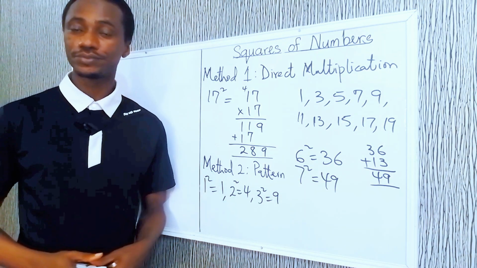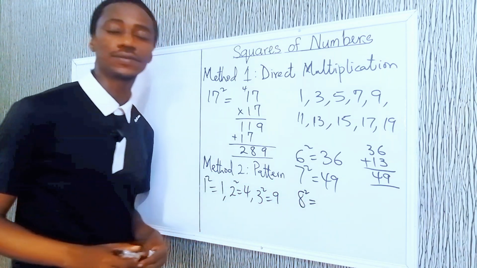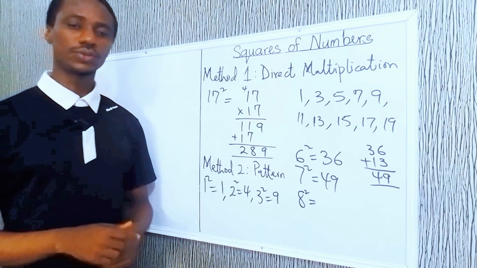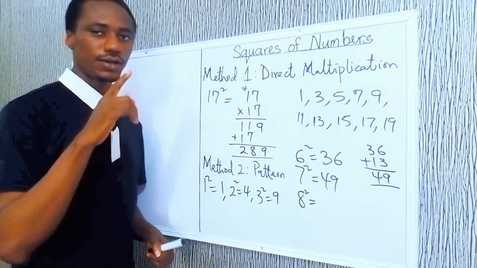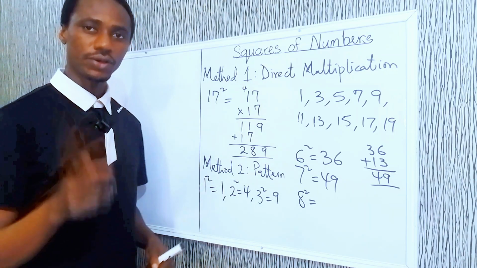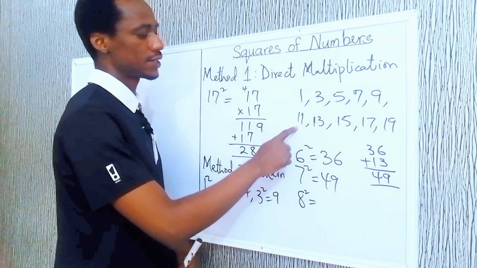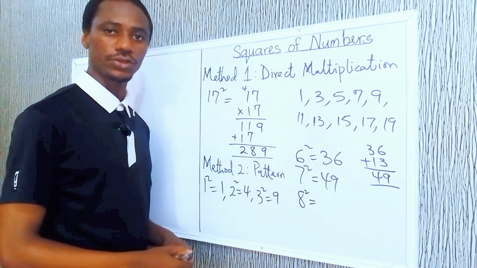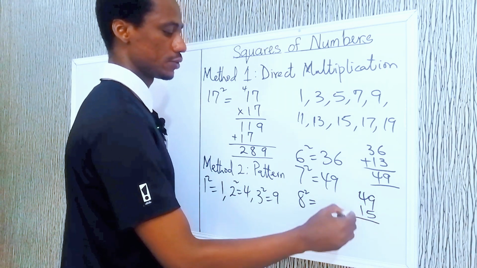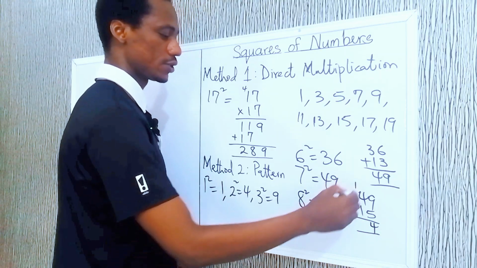And the square of 7 is 49. If I want to know the square of 8, I can remember that 7 squared is 49, but I don't know the square of 8. All I need to do is to add the 8th odd number to 49. I count 1, 2, 3, 4, 5, 6, 7, 8. The 8th odd number is 15. So let's do 49 plus 15. 9 plus 5 is 14. So write 4, take the 1 up.